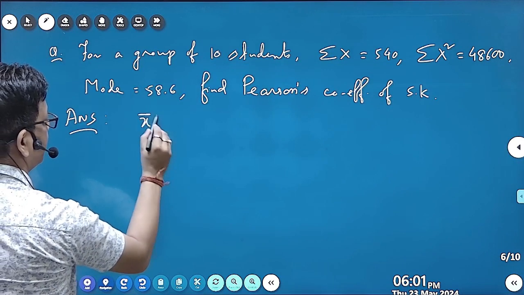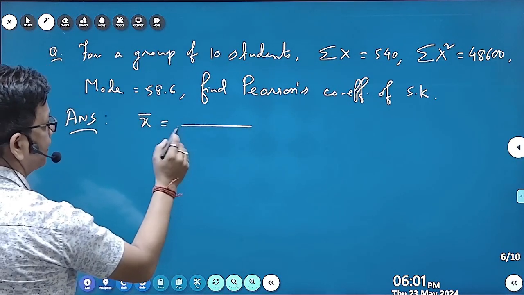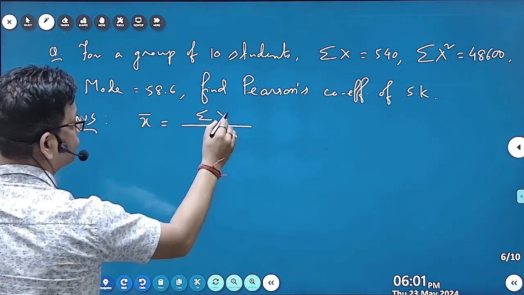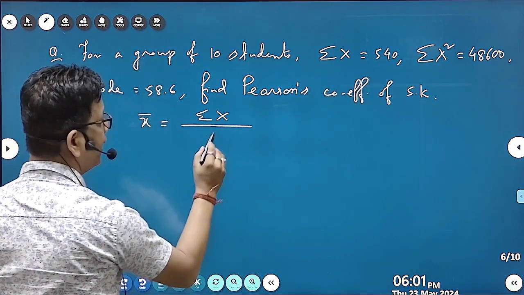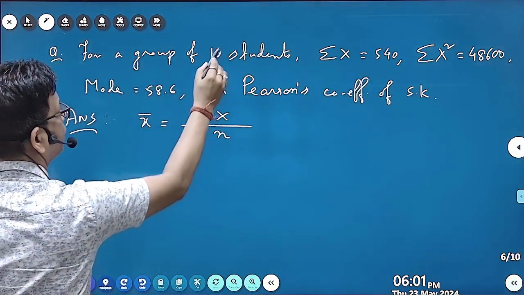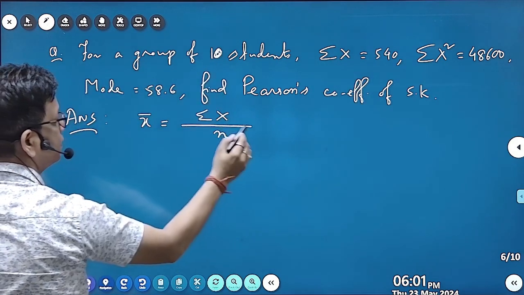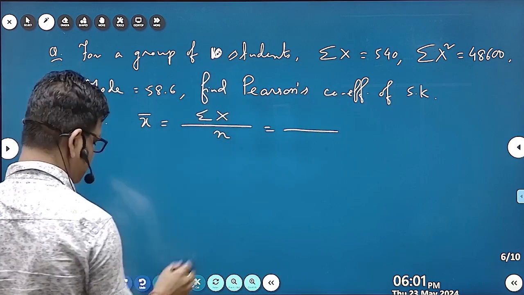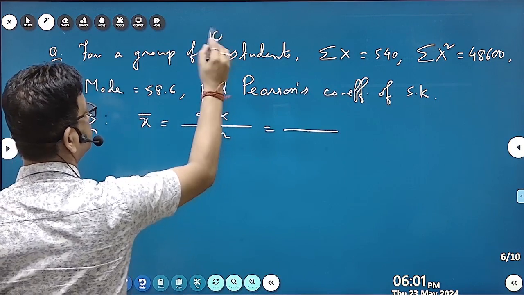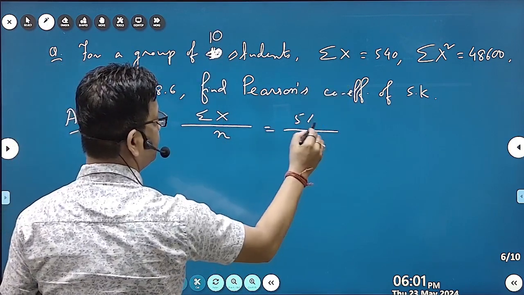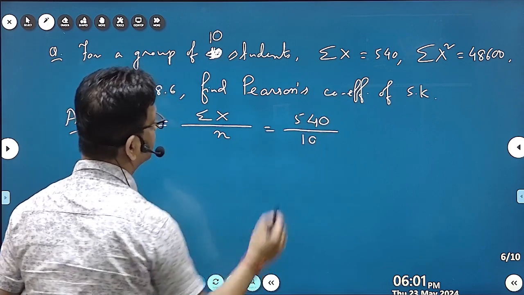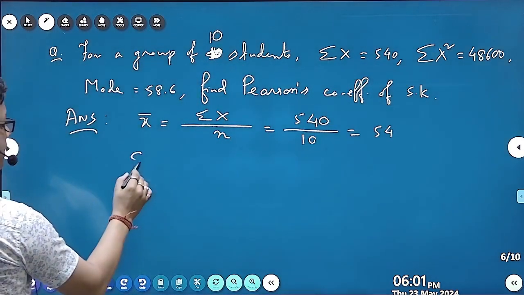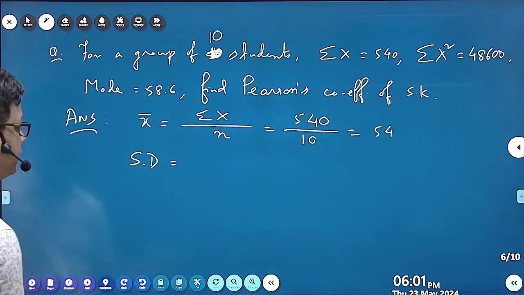Mean symbol is x bar. What is the formula? Summation of sum of all data. Yes or no? So summation of sum of all data means this one by n. And how many are there? For a group of 10 students. So n is 10. So summation of x is 540. Number of students is 10. So what is that? 54. Getting it? Then standard deviation is not there. And mode is there.